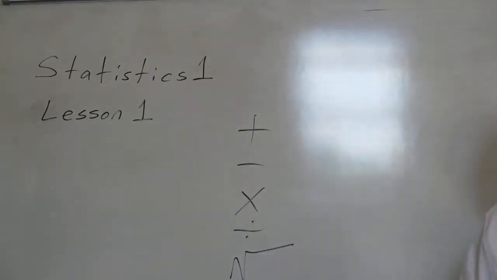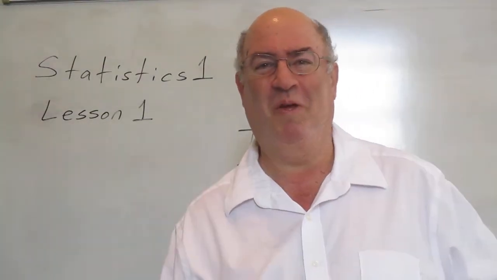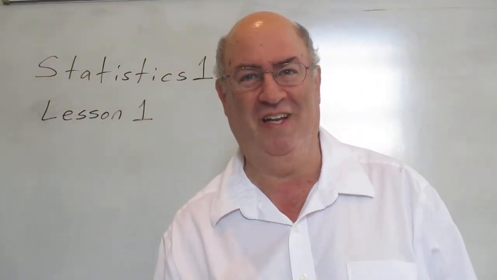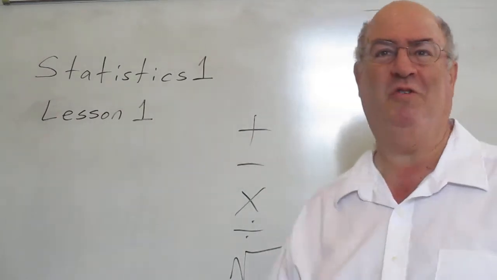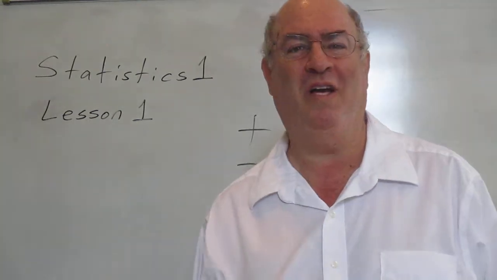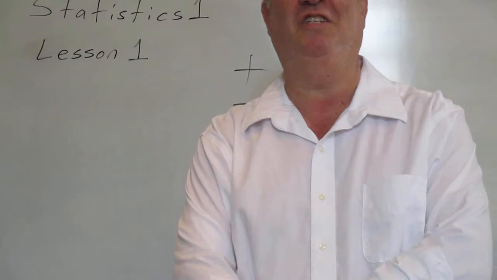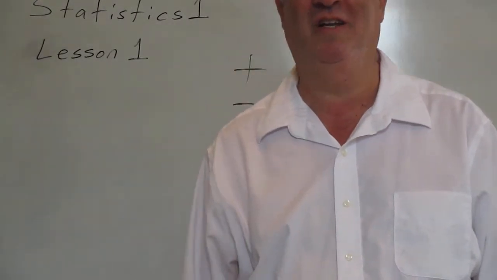The six things are: you have to be able to add, subtract, multiply, divide, do square roots, which is just another way of dividing, and do exponents, which is just another way of multiplying. If you can do those 6 things, you can do Statistics 1.